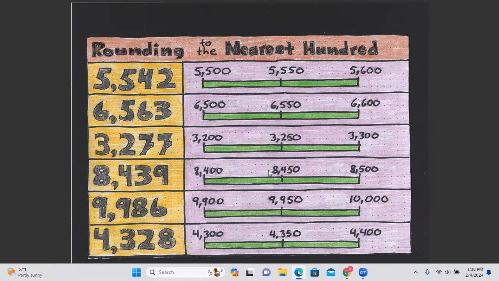And with that in mind, please pause the video and take a look at the chart, or replay the video as many times as you need to gain a deeper understanding of what it means to round a number to the nearest hundreds.